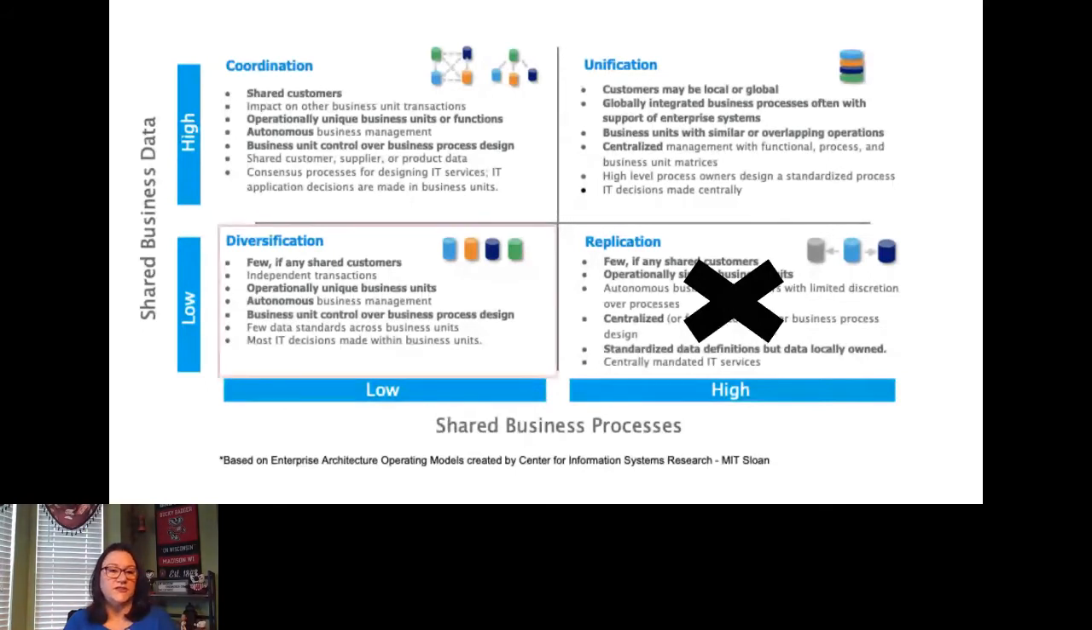The next one is diversification. This is where we started and where we are today. And when we started, it worked fine, because when you think about who the constituents were with pre-enrollment, so your prospects and your recruits, they can be segmented, because we're really working with a lot of people that may not end up coming to UW. But we are growing out of that. We need to step away from diversification, and we really need to go into coordination. This is where we have our shared customers, our operationally unique business units or functions. This is really where we need to be.